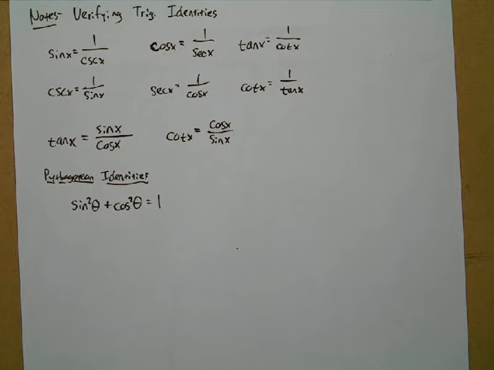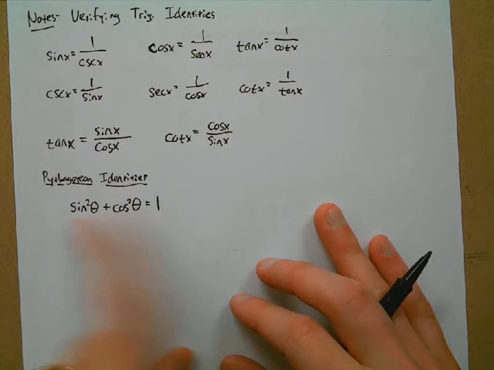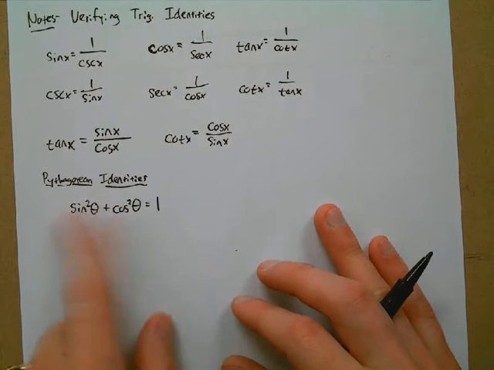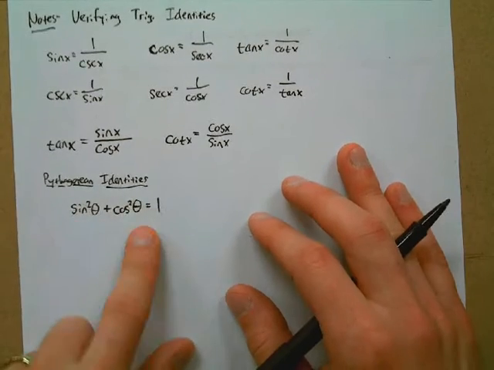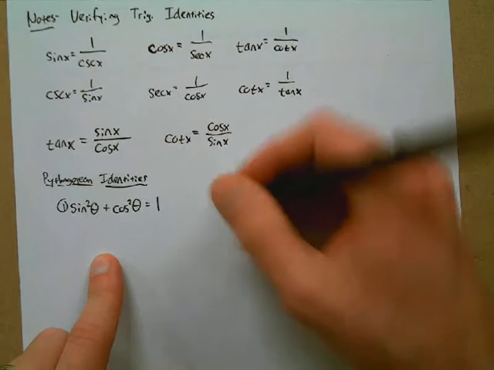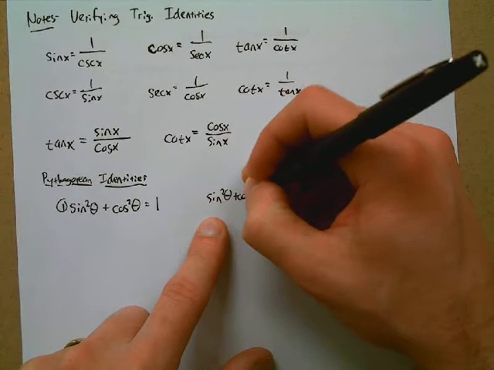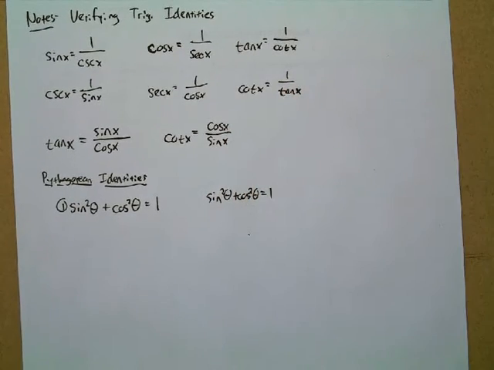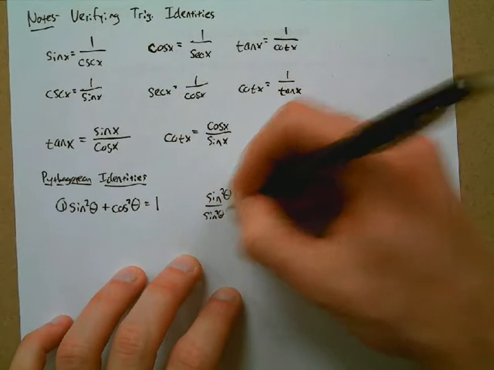Okay, the other Pythagorean identities are found by taking this and dividing both sides by sine squared or dividing both sides by cosine squared. For example, if I divide both sides by sine squared, again, this is the first one, sine squared theta plus cosine squared theta equals 1. If I divide through by sine squared, and again, in an equation, when you divide both sides by sine squared, everything on both sides gets divided by that sine squared.